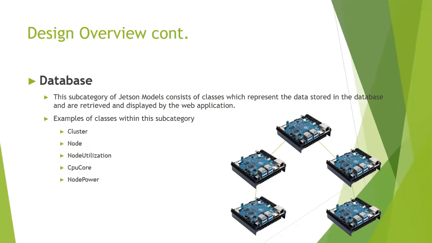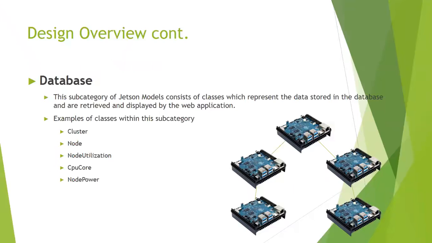So examples of classes in the category are cluster, node, node utilization, CPU core, and node power. Basically, we took the cluster from a top-level perspective and broke it down into smaller and smaller chunks. We have a cluster, and the cluster is made up of nodes, so we need to report data for each node.